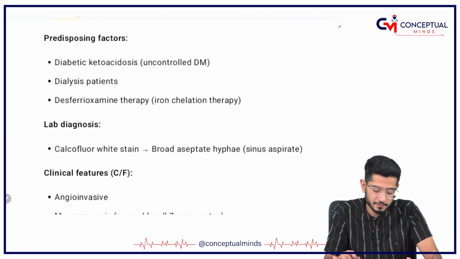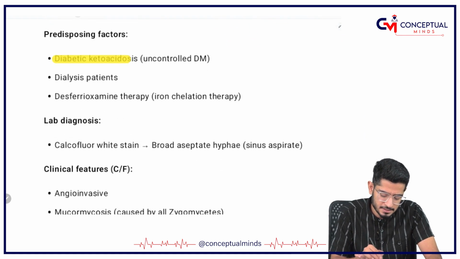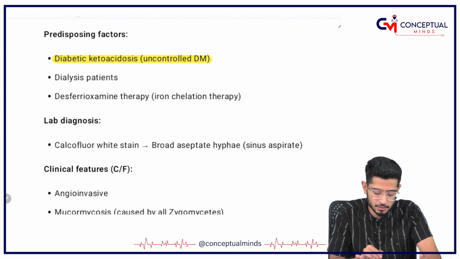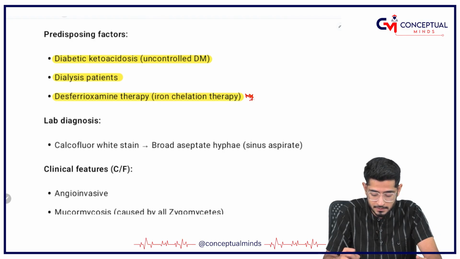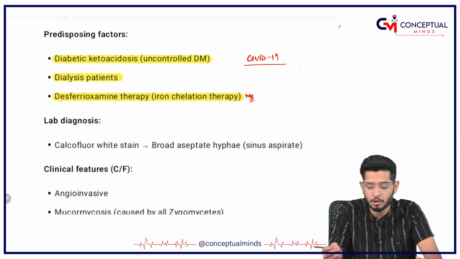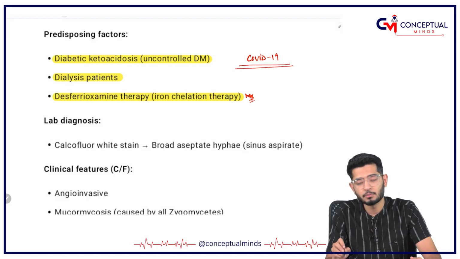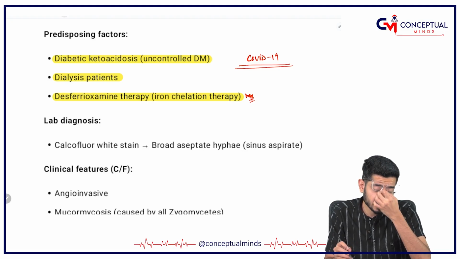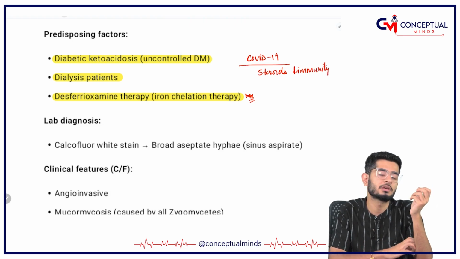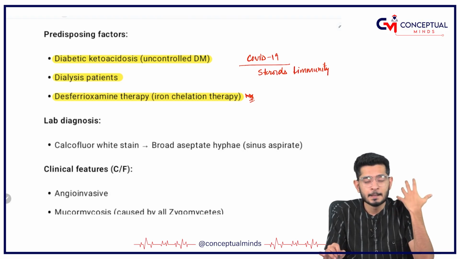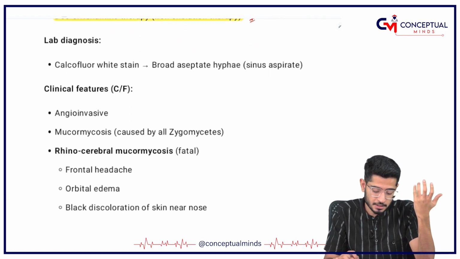Now what are the predisposing factors? Anything that is decreasing the immunity, like uncontrolled diabetes or diabetic ketoacidosis, dialysis patients, and patients on desferoxamine therapy, iron chelation therapy. This is important, so please don't forget. And of course, COVID-19, do you remember? For the treatment of COVID-19, people were giving steroids. Steroids were decreasing the immunity, and this fungus in particular is a very notorious opportunistic infection. So it was growing. These are the important ones.